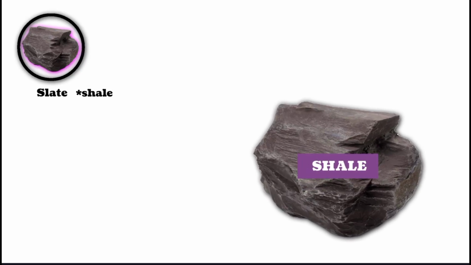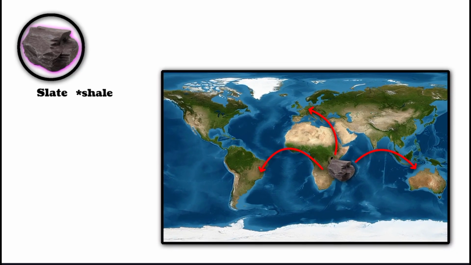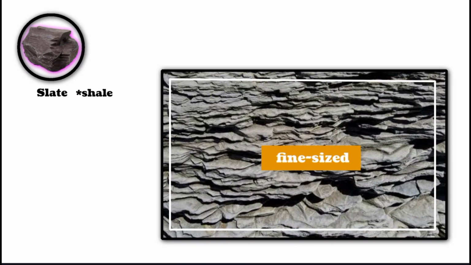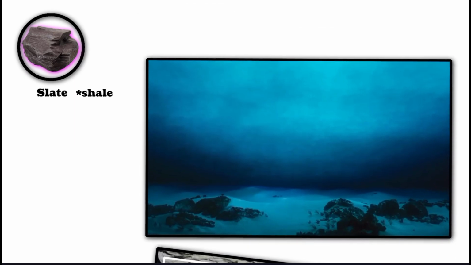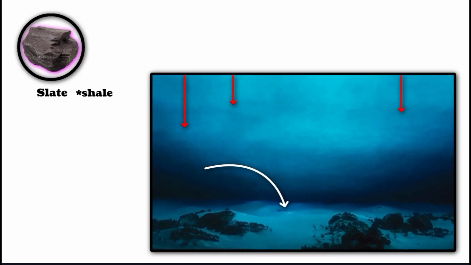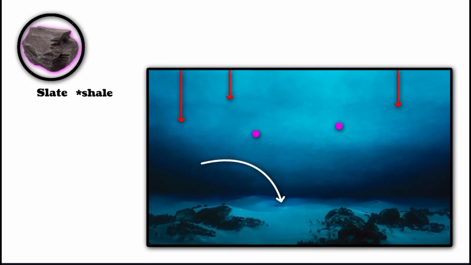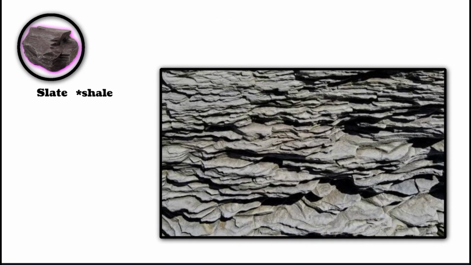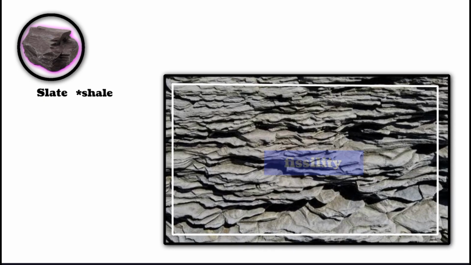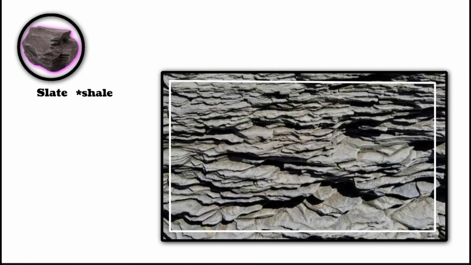Number 1. Shale. As the most abundant sedimentary rock on the planet, shale is composed of incredibly fine-sized clay particles. It typically forms in very low-energy environments, like the bottom of deep lakes or the quiet parts of the ocean floor, where tiny particles have time to settle. You can identify it by its fissility, which is its tendency to split into thin, flat layers that look like a stack of dark crackers.